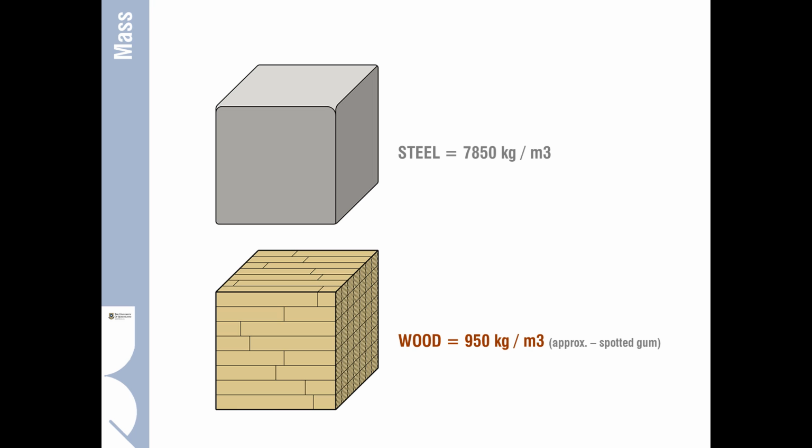Now, the irony of steel is that we always call it a light material, but in fact the mass of steel is very heavy. Compared to wood at 950 kilograms per cubic meter, steel at 7,850 kilograms is a heavy weight. Even concrete at 2,400 kilograms per cubic meter is much lighter than steel.